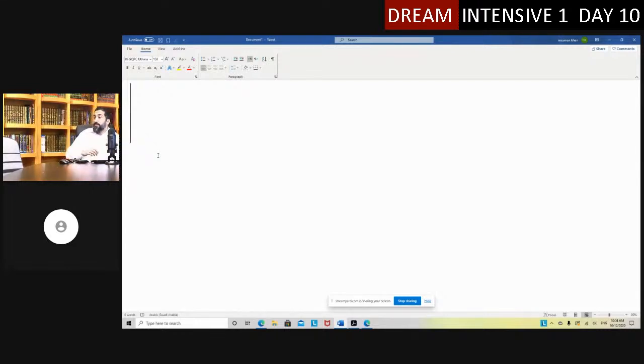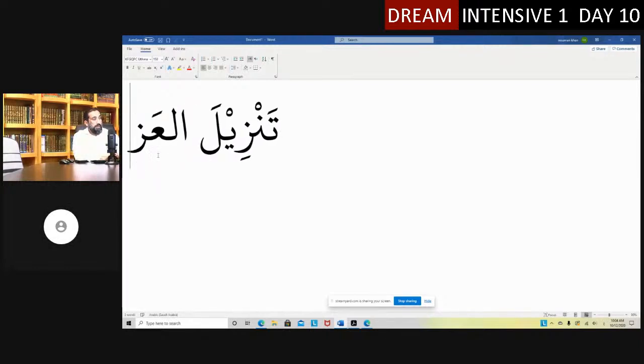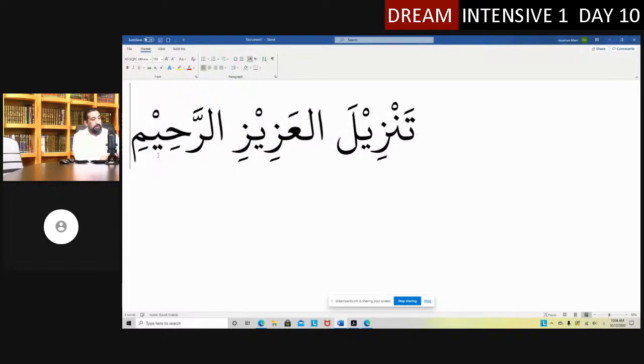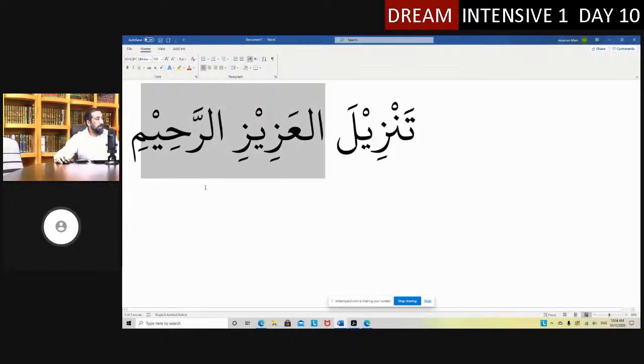Other question? Yeah, in the example in Surah Yasin, Tanzil al-Aziz al-Rahim, what's the rule for al-Aziz al-Rahim? Okay. So the question is, what is the rule for Al-Aziz Al-Rahim? Yes, they're asking if this is Mawsuf Sifa. Okay, it looks like it, right? It looks like a Mawsuf Sifa. So let's walk through that.